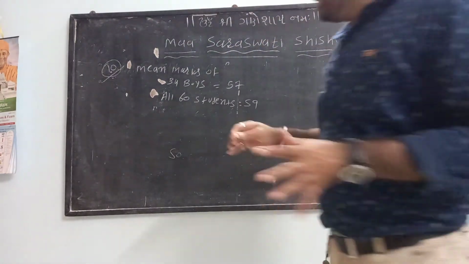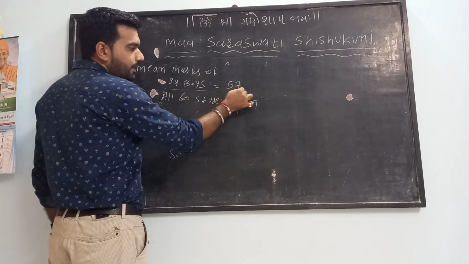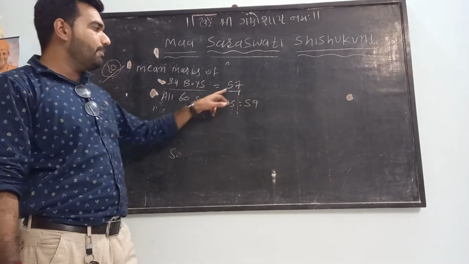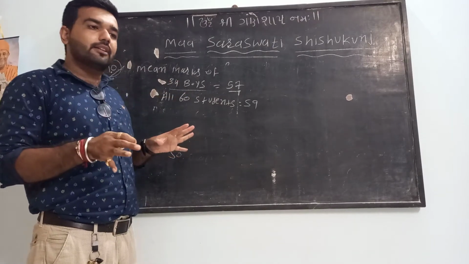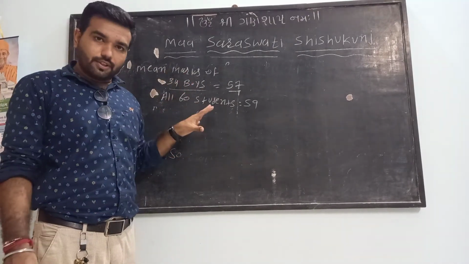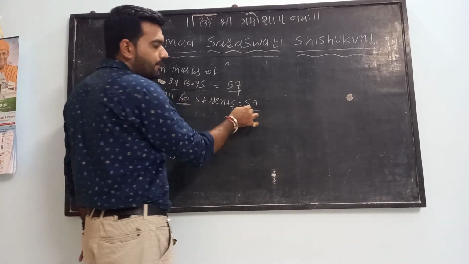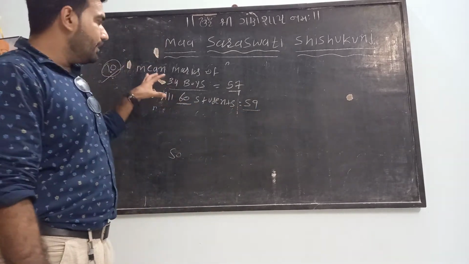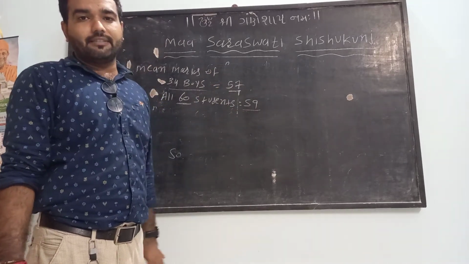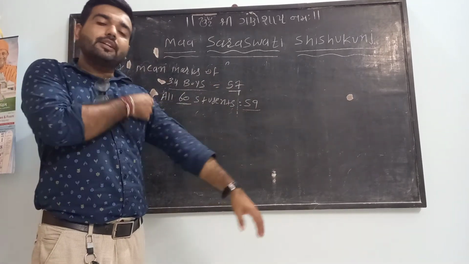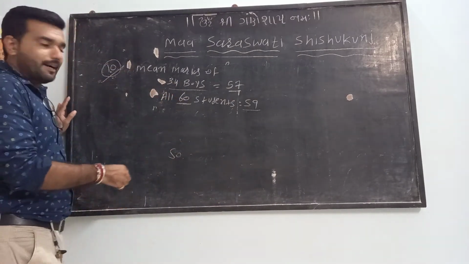Okay. Here the information given is the mean marks of 34 boys, and this mean is given as 57. Mean marks of all students means boys and girls both are included. So here the total students are 60. The mean is given as 59. Okay, so here you can see that more than one observation and more than one mean are given. So here the question is a combined mean.